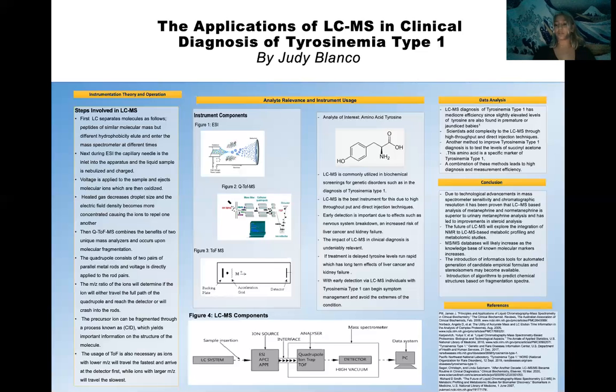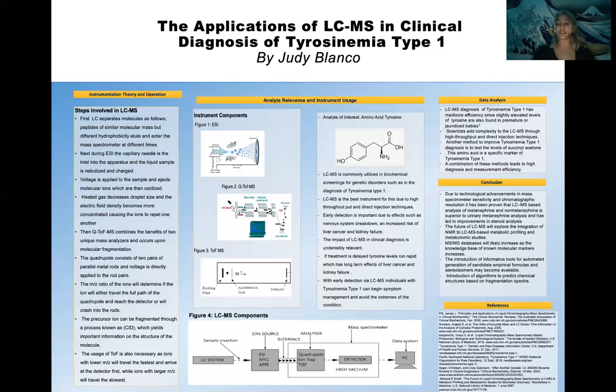Another method to improve tyrosinemia type 1 diagnosis is to test the levels of succinylacetone. This amino acid is a specific marker of tyrosinemia that is not indicative of jaundice or premature birth. Thus, detection of high levels of succinylacetone and tyrosine are indicative of tyrosinemia type 1.